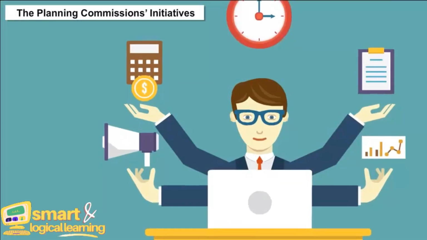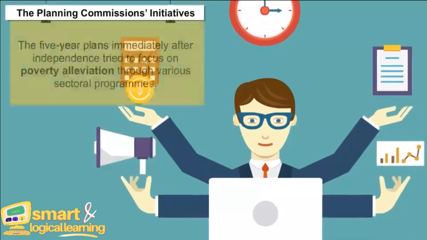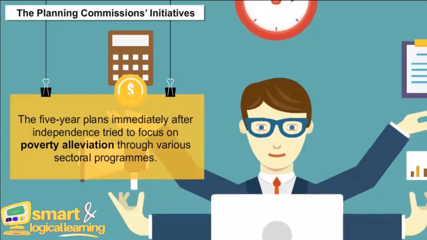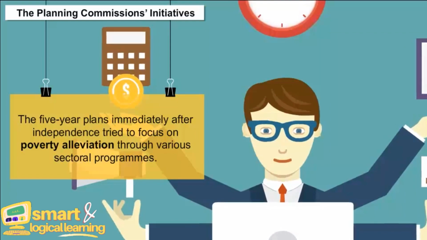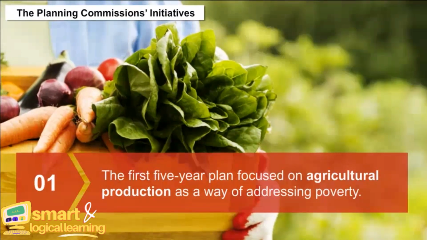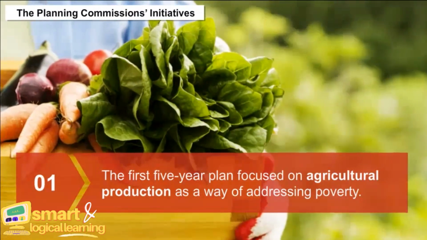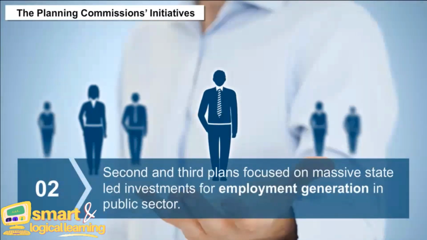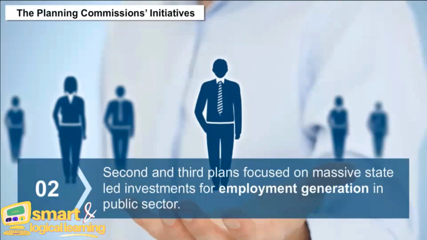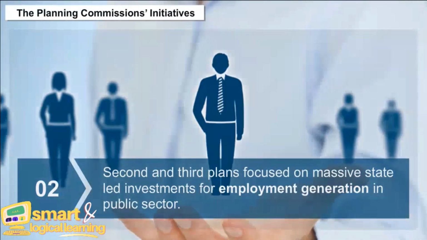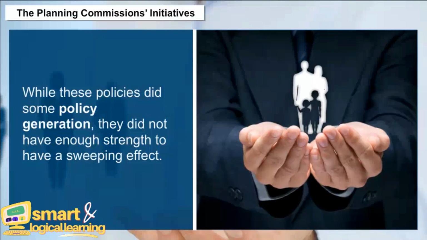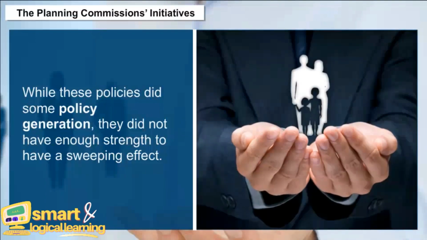The Planning Commission's initiatives. The 5-year plans immediately after independence tried to focus on poverty alleviation through various sectoral programs. The first 5-year plan focused on agriculture production as a way of addressing poverty, while second and third plans focused on massive state-led investments for employment generation in public sector. While these policies did some job generation, they did not have enough strength to have a sweeping effect.